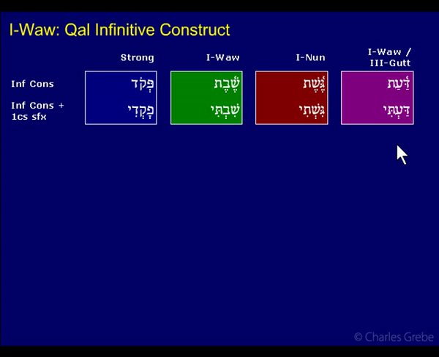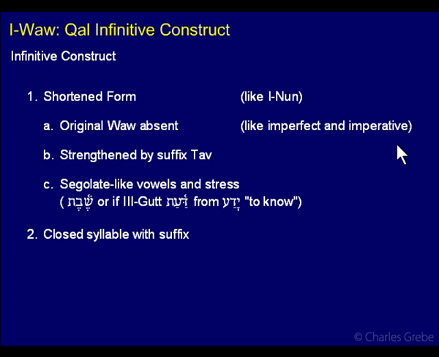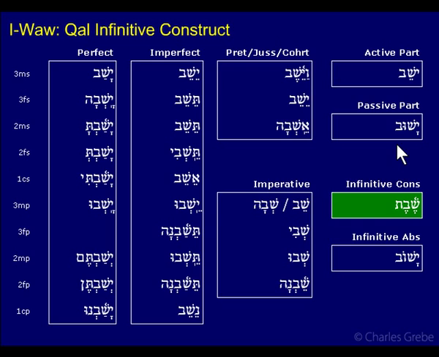So again, like the imperative, let me go back to this screen. Like the imperative, the infinitive construct is similar to, in fact, in the case of the infinitive construct, it's actually exactly the same as what you get with nagash in the first nun. So first nun and first vav have this similarity in both the imperative and the infinitive construct.